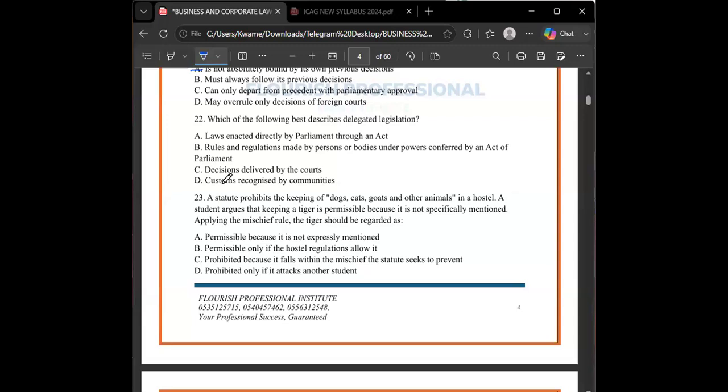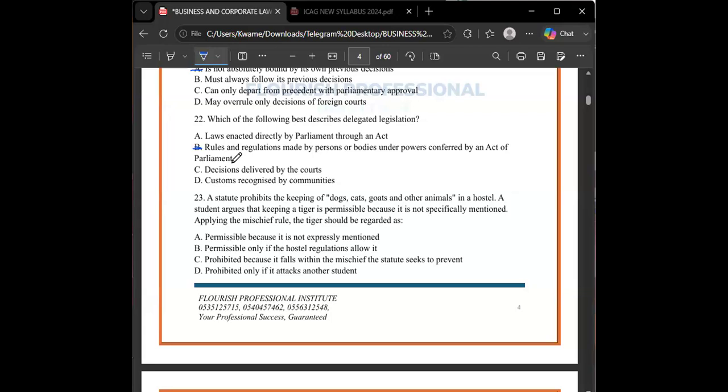I'll go for B. My reason is that laws enacted directly by Parliament through an act are not given to someone, and decisions are delivered by the courts, and customs are recognized by communities. But for B, they said rules and regulations made by persons or bodies under powers conferred by an act of Parliament. Maybe they have delegated the powers to another body to make the rules and regulations. That's my reason for going for B.